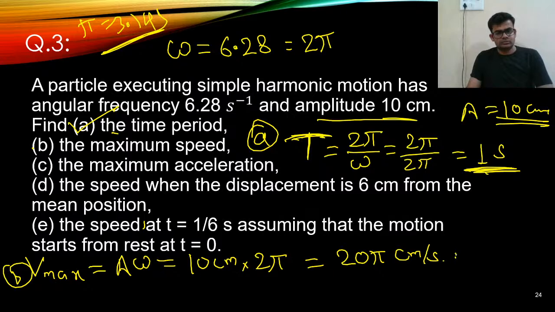Okay. So that's all. Right. V is equal to A omega. So 20 pi centimeter per second is the answer for this question. If you want, you can put its value and you can get the numerical value. Right. That's all. So this is a simple thing, right?